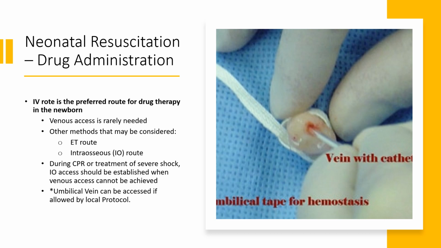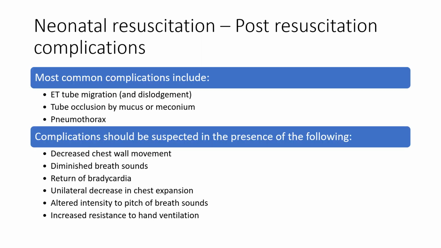We don't really have the full umbilical vein catheterization kits, which have a couple interesting things. You can see on here they have a little tie to build up a little tamponade, much like a tourniquet that we'd use for IVs. It can work decently. ET tube route for drugs, IO can work, and then IO definitely works. Umbilical vein can only be accessed if allowed by local protocol. I don't believe our local protocol says much one way or the other. We'll go over it some more in class.